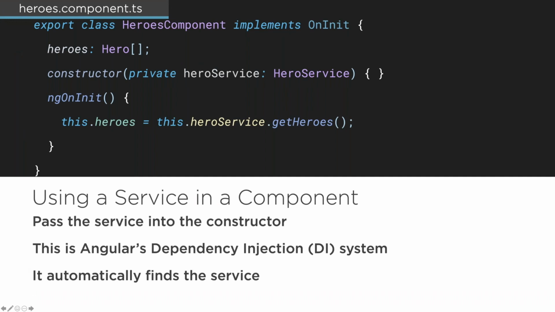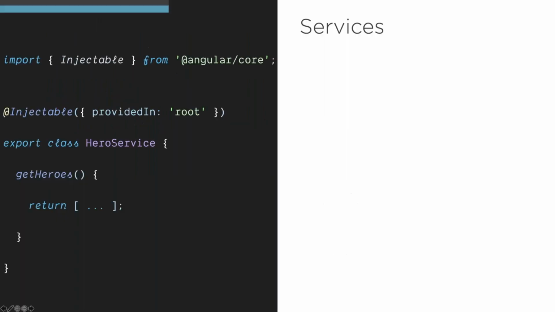So we've got a list of heroes, which is a Hero array. Now notice the constructor on the third line. That constructor says private heroService: HeroService. The important part here is the thing after the colon. That HeroService type is what we had on the previous page right here. So we told Angular on this page that a thing exists called HeroService.